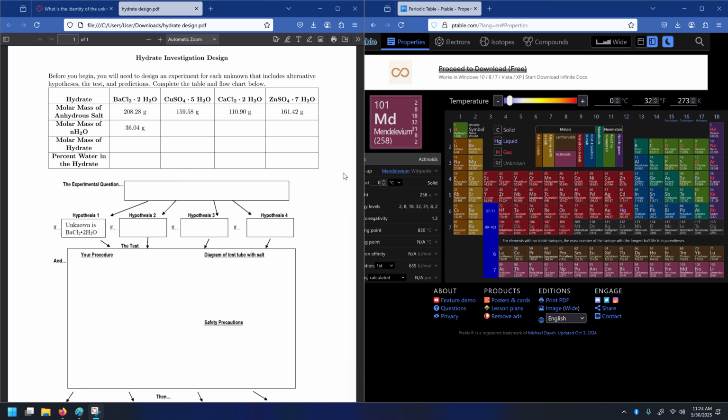The way that we're going to use that to help us identify these materials is if we can figure out what percentage of each salt is water and then liberate some amount of water from a known mass sample, then we can figure out which one of these four theoretical percent masses of water corresponds to our real life sample. So let's get into it.